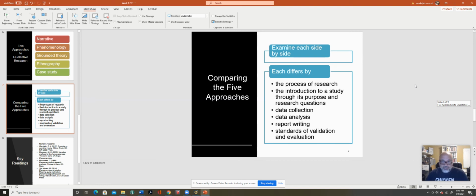So comparing the five approaches we just spoke about, if you examine them side by side, each of them differ. The process of the research is different. The introduction to the study, to its purpose and research, the data collection may be different. The data analysis may be different. The way you write the report can be different. So there are volumes of literature on these types of approaches. I wouldn't get too caught up in that stuff. You can actually Google Scholar some information and get a head start on this stuff.